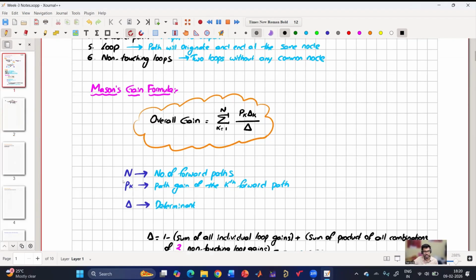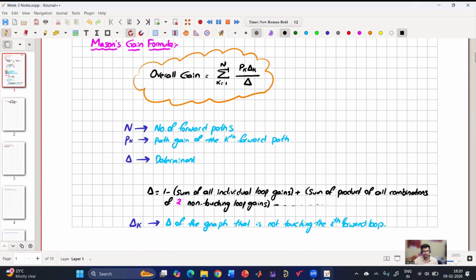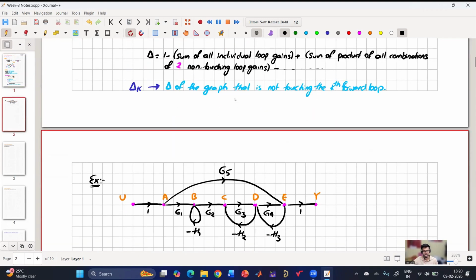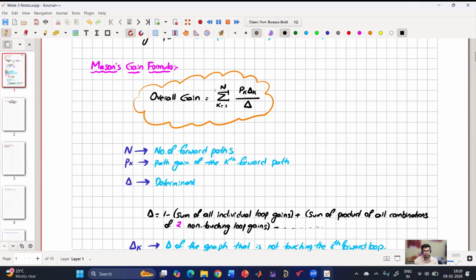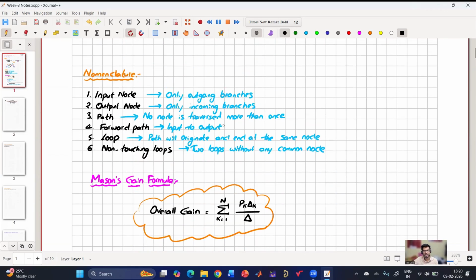But for applying this, first we need to know the number of forward paths. Forward paths are needed, the path gain of each forward path, and then we have to calculate delta, and then delta k, and then plug in. So let us start with the forward path. A forward path starts from the input node and goes to the output node, and each node should not be traversed more than once.